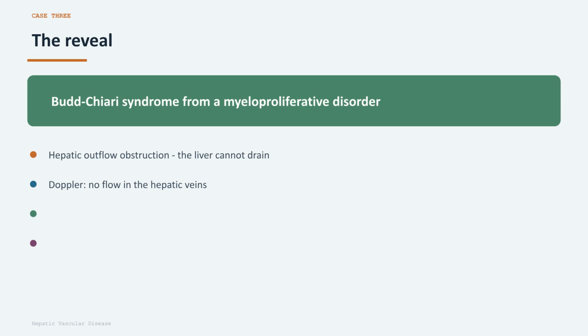Now the driver. A hematocrit of 54% with a platelet count above 600,000 is a myeloproliferative disorder until proven otherwise. In her case, polycythemia vera. So send JAK2 mutation testing. About half of all Budd-Chiari cases trace back to that group of disorders.